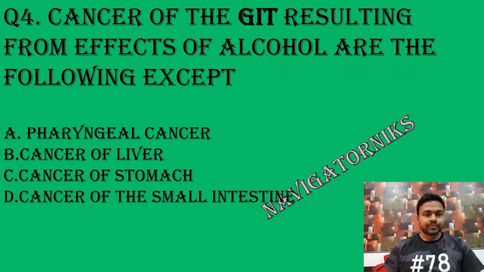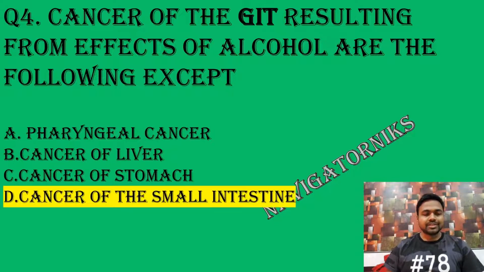Number 4. Cancer of the GIT resulting from effects of alcohol are the following except option A pharyngeal cancer, B cancer of the liver, C cancer of the stomach, D cancer of small intestine. And the correct option is D cancer of small intestine.